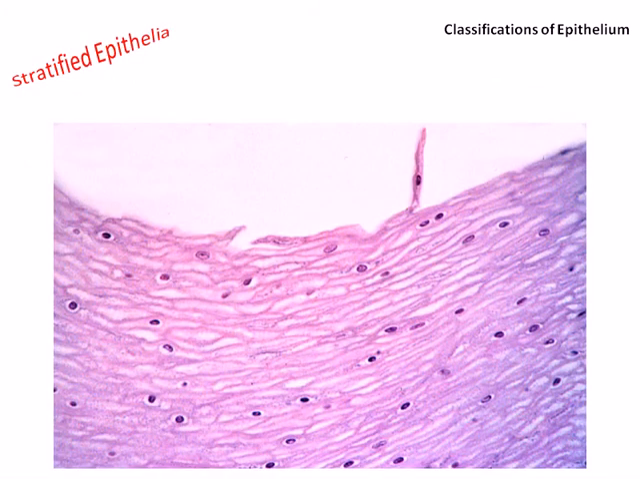Stratified epithelia is characterized by two or more cell layers stacked upon one another. Stratified epithelia is specialized for protection, especially in areas of high abrasion like the skin and the mouth.